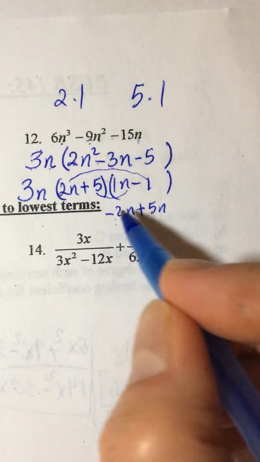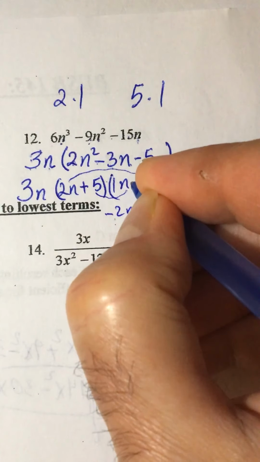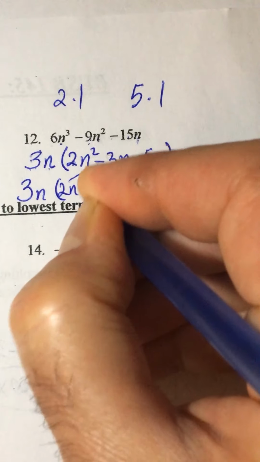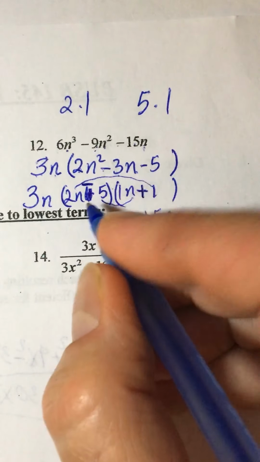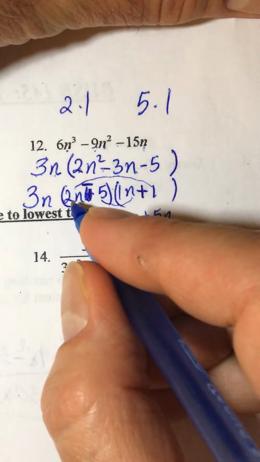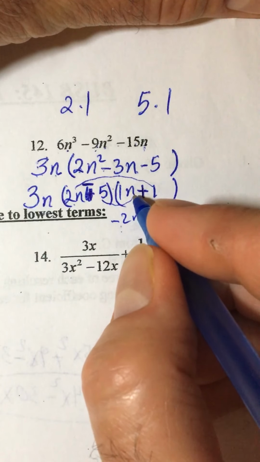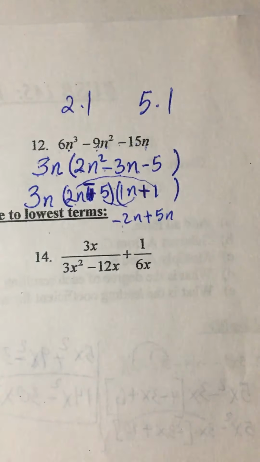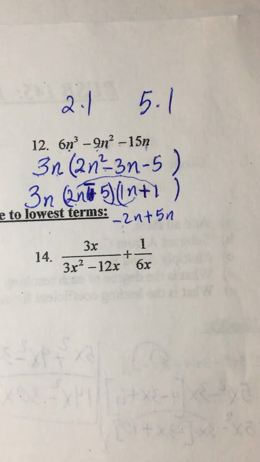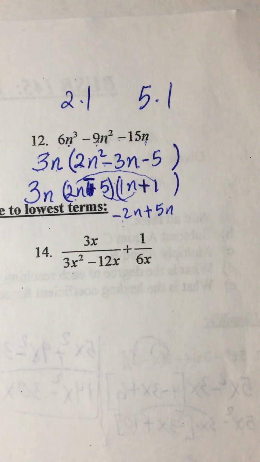So I got the 3, but the sign is wrong. So I'm going to switch the signs. That's a plus, I'm going to make that a minus. So the answer is 3n times (2n minus 5) times (n plus 1). All right, we're going to stop right here and pick it up in the next video.